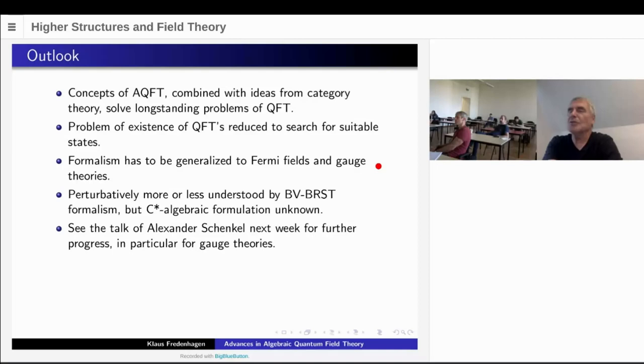Of course, in the perturbative situation, this is well understood, that we have the BRST formalism, which was also discussed in other talks at this workshop. So this is well understood in the perturbative approach, but at the moment it's not clear whether this can be formulated in this C-star algebraic framework. Because in the usual framework, you have all these Grassmann algebras and everything is infinitesimal. So it's not clear how to get a C-star algebraic formulation.